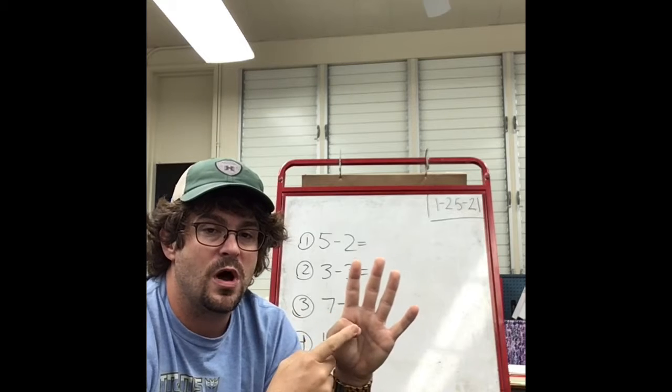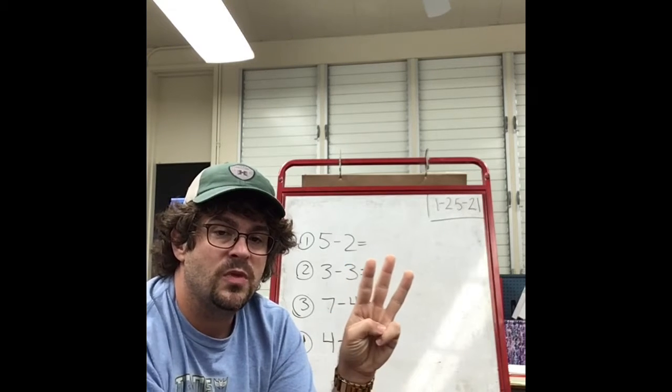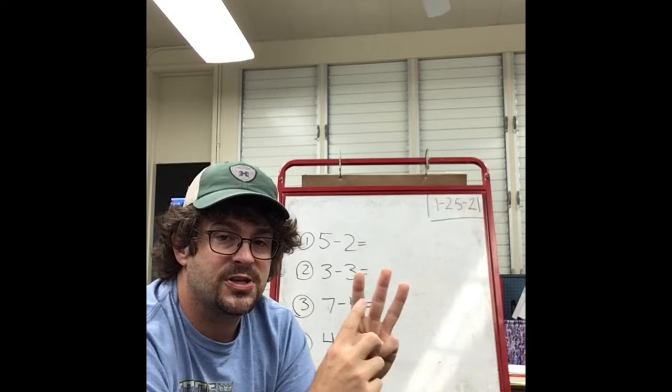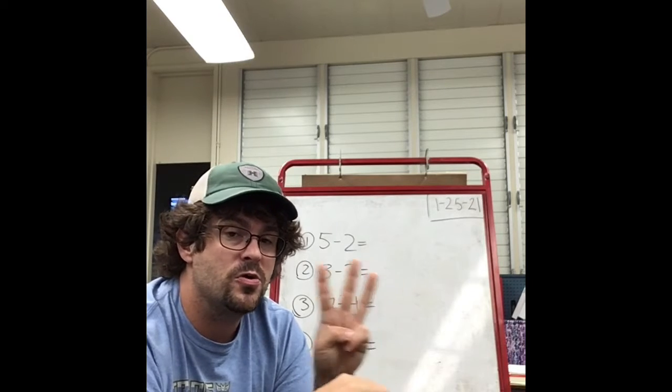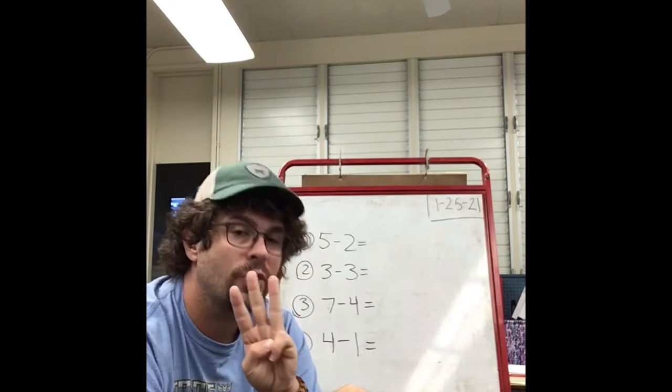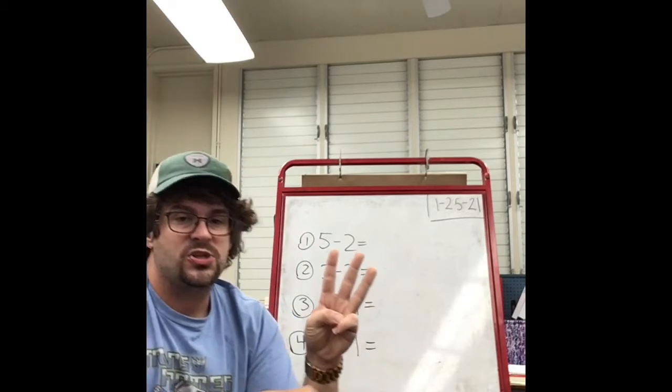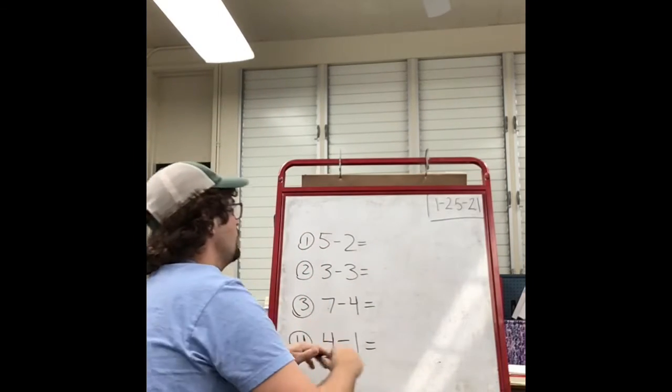So I'm going to take away 1. I'm going to take away 2. Whatever's left over right here is going to be my answer. So I can count that with my nose. 1, 2, 3. 5 minus 2 is 3. So that's one way to go about doing it.